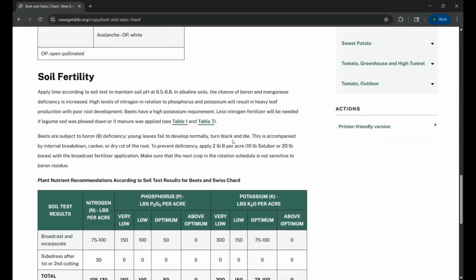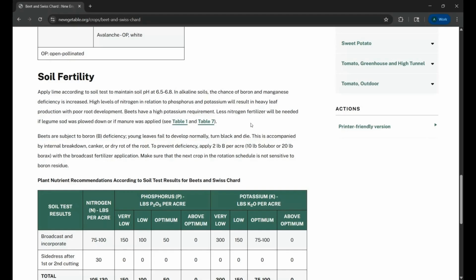All right, looking at soil fertility, here's our recommendation for soil pH to be 6.5 to 6.8. That's ideal. You can play around with that. Alkaline soils are an issue with boron and manganese deficiency. So we're going to think about boron and manganese and knowing what that looks like. Knowing that if your pH is not right, it doesn't matter how much boron and manganese you add to your soil, it may not be available to your plants. So keep that in mind.